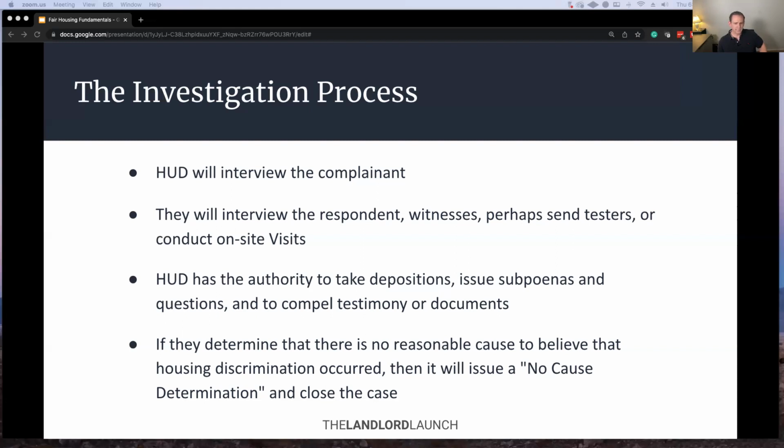Now, if HUD determines that there is no reasonable cause, they'll issue what's called a no cause determination, and they're going to close the case. They're going to shut down that complaint, and then they're going to move on.